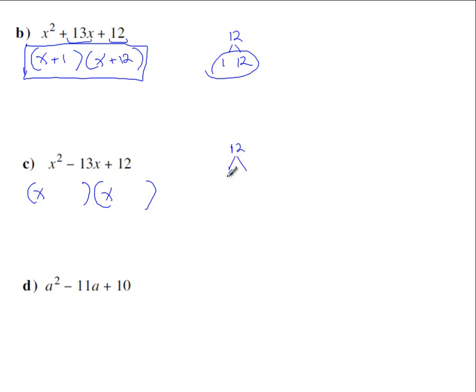So multiplying to get positive 12, you could have negative 1 and negative 12. Negative 1 times negative 12 is positive 12. Negative 1 plus negative 12 is negative 13. So that adds up to our x coefficient, which is good. So your two numbers are negative 1 and negative 12.